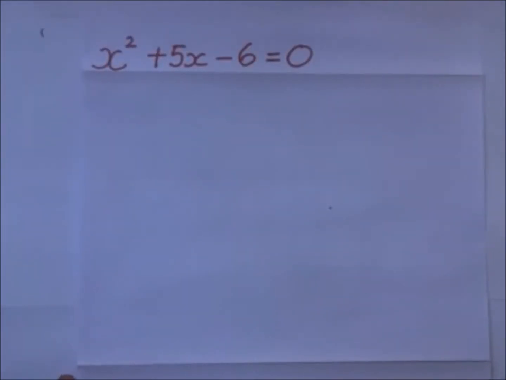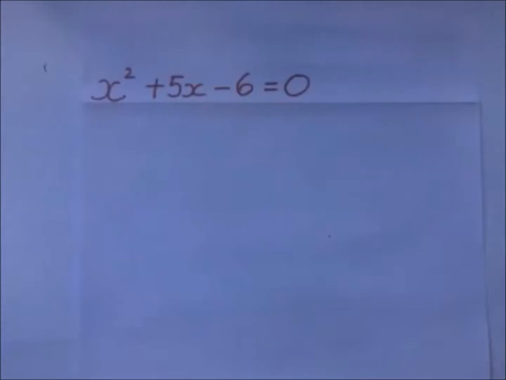Looking on our screen is x squared plus 5x minus 6 is equal to 0. We are required to find the value of x. In this case, we are going to first factorize these quadratic expressions. We are going to find the value of x using the method of factorization of quadratic expressions.